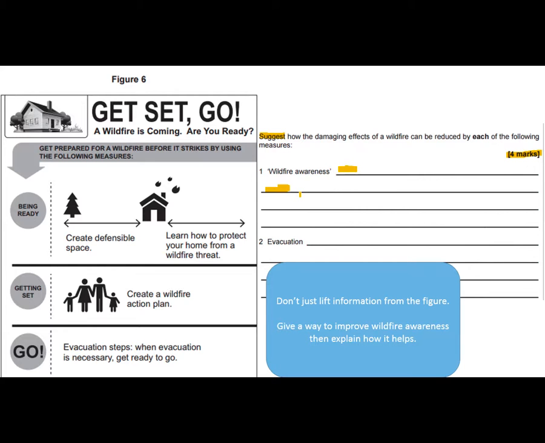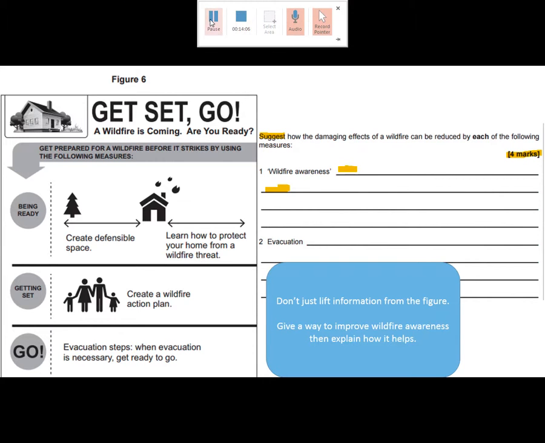This is something that they do to make people aware of wildfires, and this is what it does to reduce the risk of them. You've done a number of things. Don't just lift from the figure. This should take you about 3 minutes. It should be 90 seconds between each of the sections. Those 3 minutes start now.